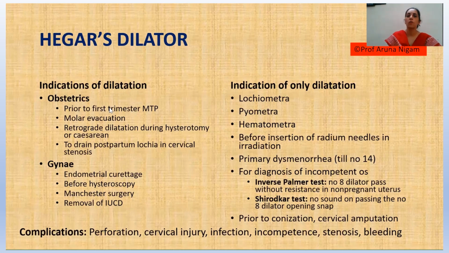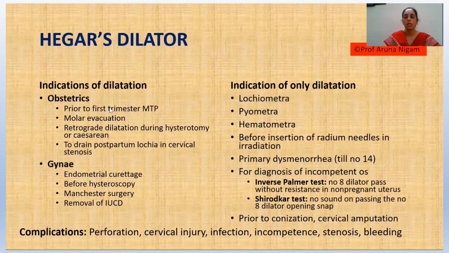So indications of only cervical dilatation, where we are not going to do a curettage, are lochiometra, collection of lochia inside the uterus in the postpartum period. Pyometra, collection of pus, very commonly occurs in a postpartum state and in postmenopausal females. Hematometra, before insertion of radium needles in irradiation, because the cervical os is already stenosed. Primary dysmenorrhea, because it is due to the constricted os, so we dilate it, and dilatation is done till the number 14.